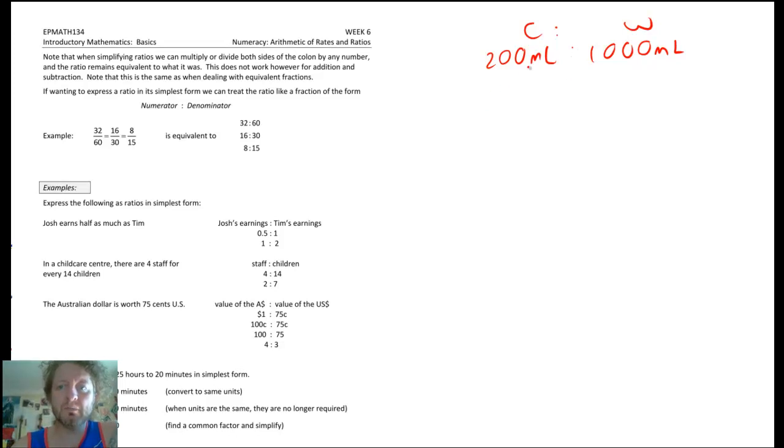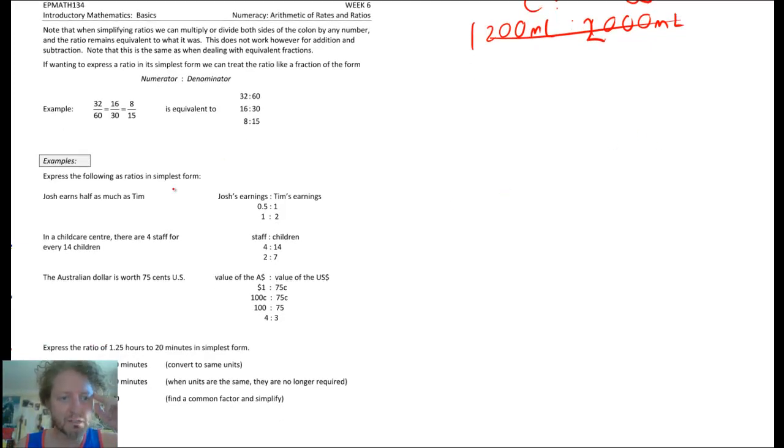That's going to be pretty strong. So we don't add stuff to try and make a batch bigger. We multiply it by something, or we divide it by something. No plus minus. Alright, here's some just different ways to express ratios. Josh earns half as much as Tim.